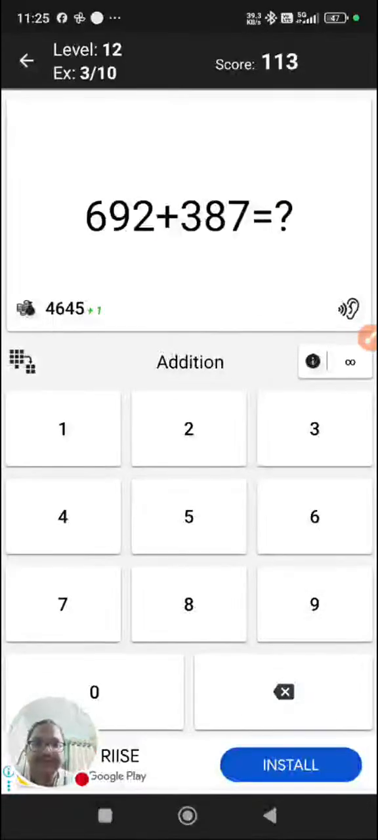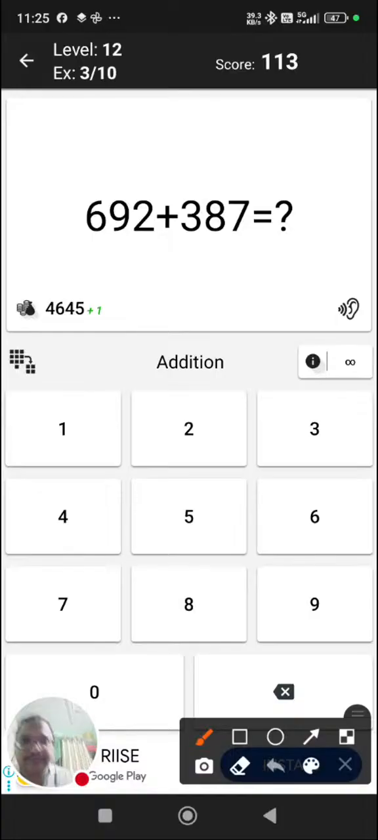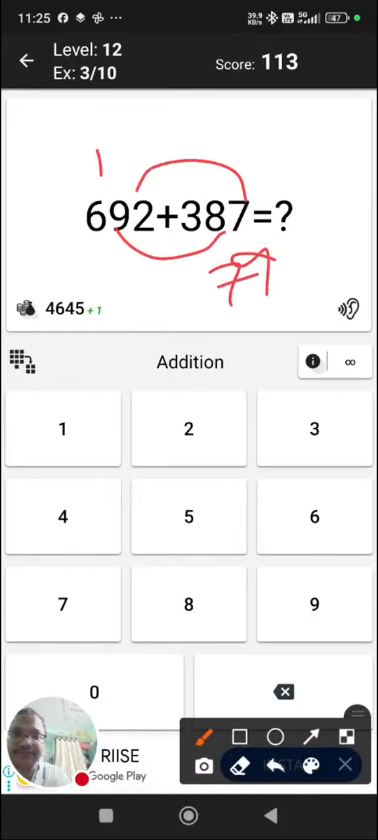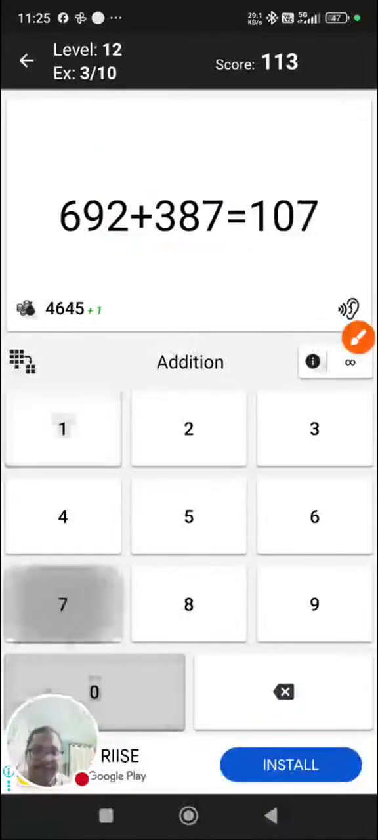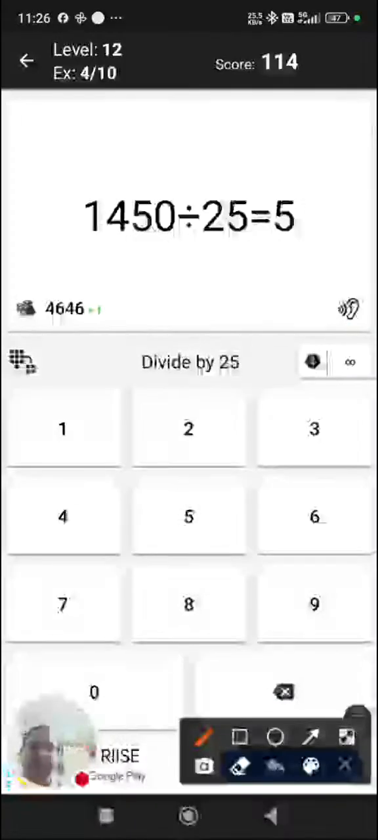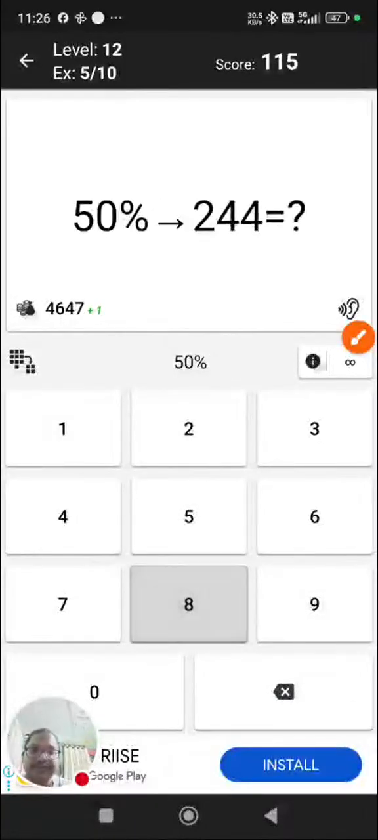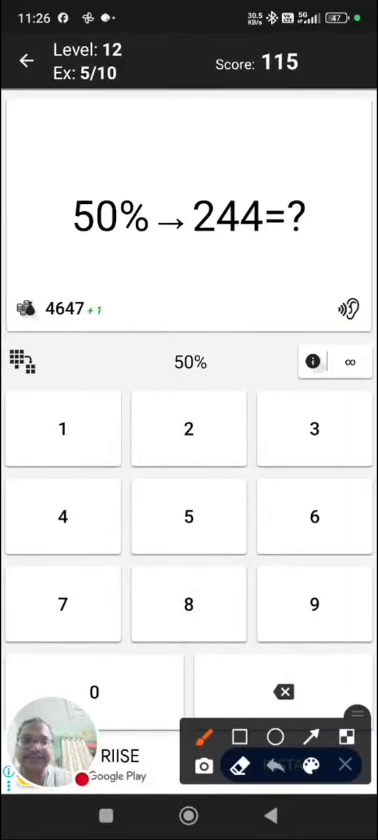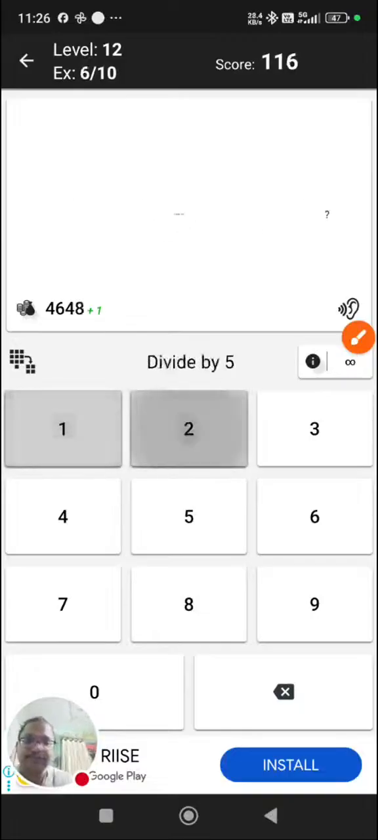Next, here 7 7 plus 3 10, 1079. This will be 1450 divided by 25. 25 5 times 125. 200 left. 200 means 8 times. 50% means divided by 2, which will be 122.